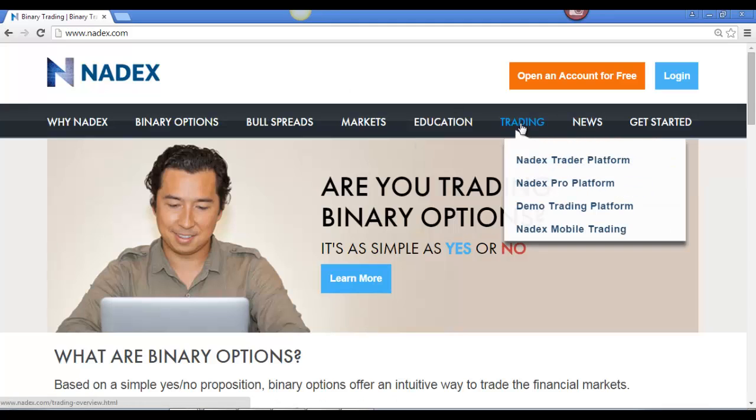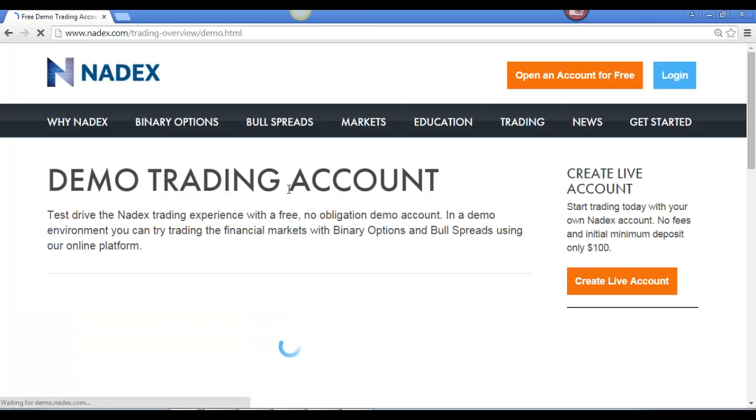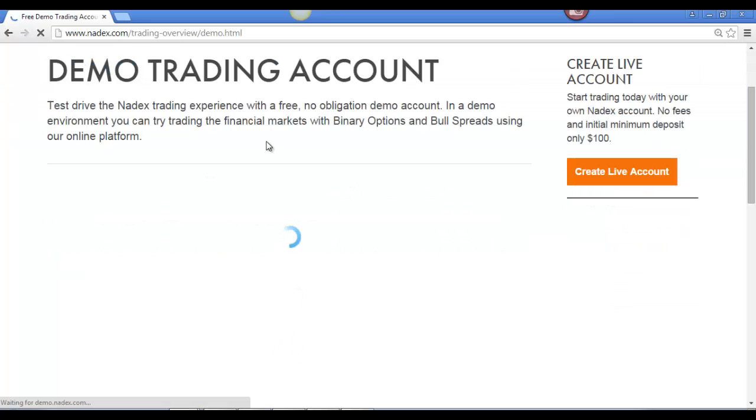Go right here to the trading and demo trading platform, and you can open up a free demo account. It'll take you just a minute or two to do. You just have to type in your name, make a username, and put your email in. They'll open you up a Nadex demo trading account with $25,000 of funny money to play with.